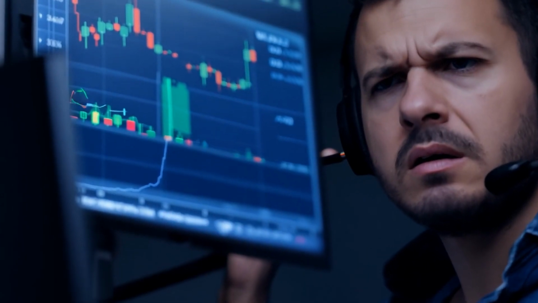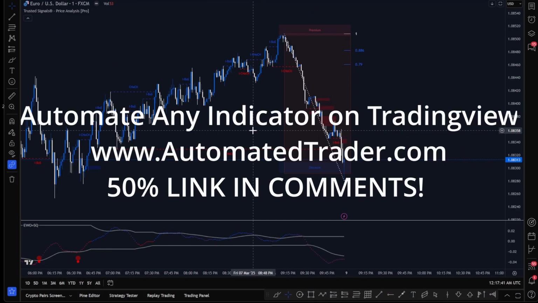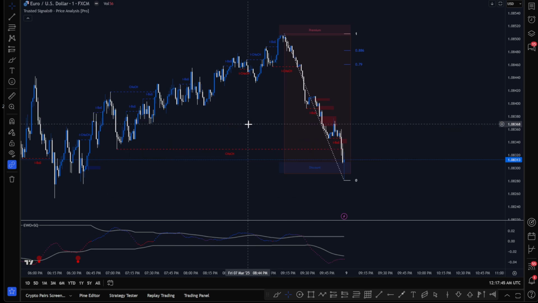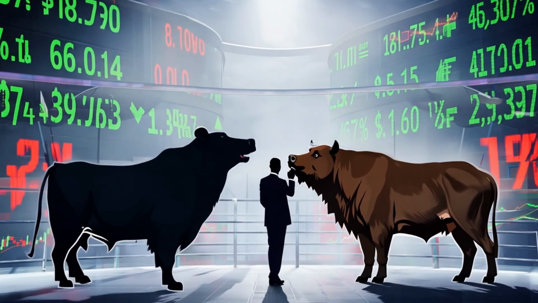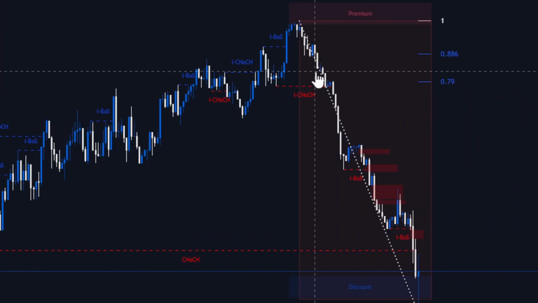If you guys are into trading, you know that there are a lot of strategies when it comes down to trading, and smart money concepts is one of the major ones. If you do not know what smart money concepts is, stay tuned because I'm gonna give you a breakdown of everything that you see on this chart.